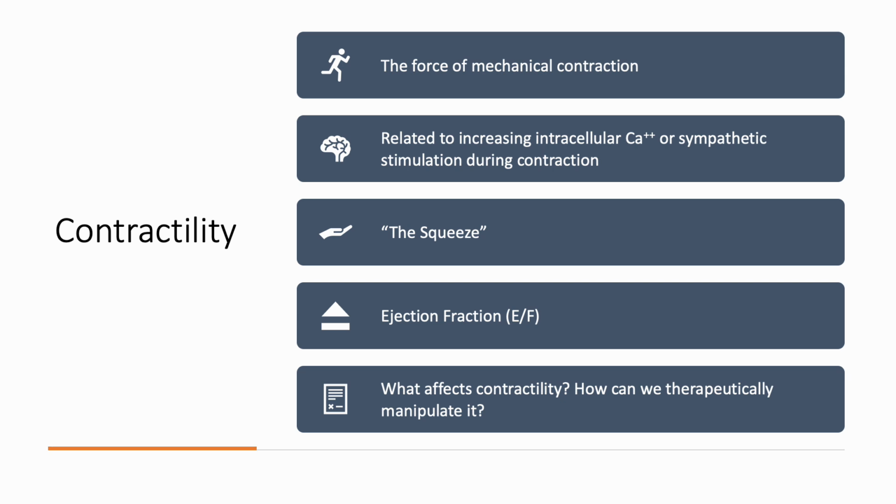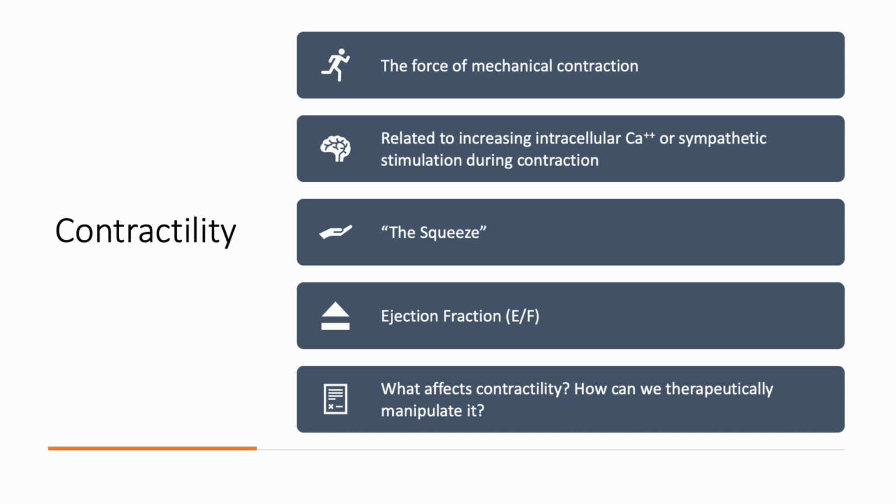The force of mechanical contraction is referred to as contractility. It is the strength of the heart's contraction during systole. It is also related to increasing intracellular calcium or with sympathetic stimulation. It increases with higher levels of calcium inside the heart cells or increased stimulation from the sympathetic nervous system, which enhances the heart's ability to contract.